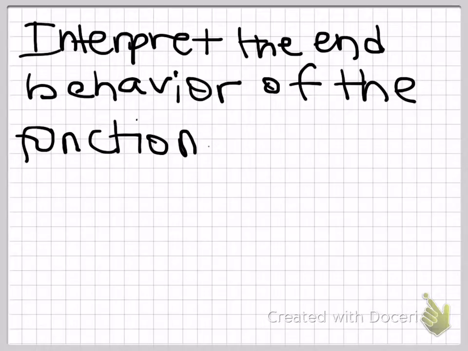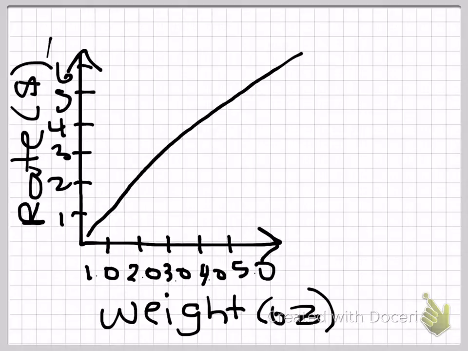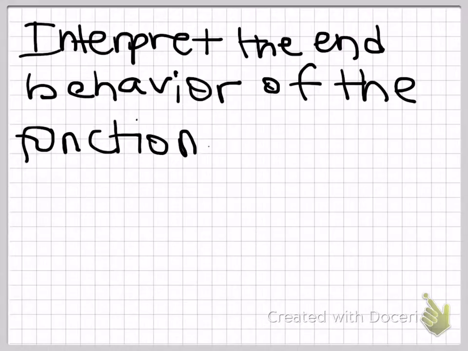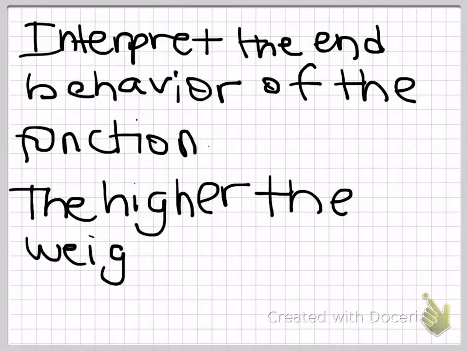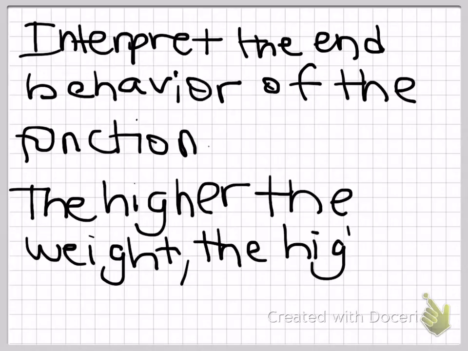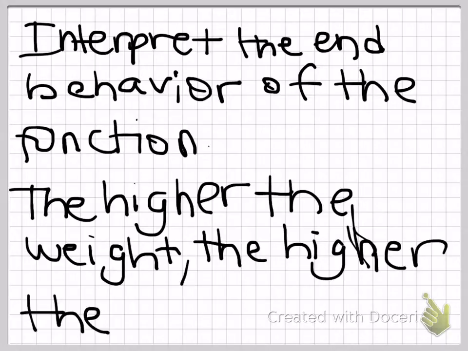Finally, we're going to interpret the end behavior of the last function. So if we look at the graph again, the weight is going up and the rate is going up. So you can assume that it will continue to climb. The higher the weight of the package, the higher the rate. So that would be how you would describe the end behavior. The higher the weight, the higher the rate.